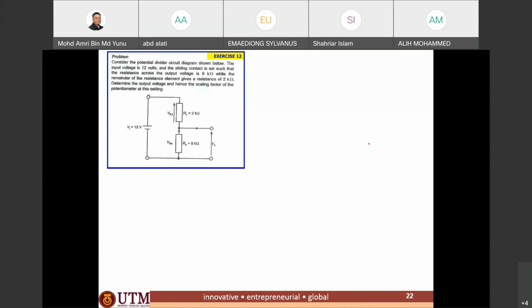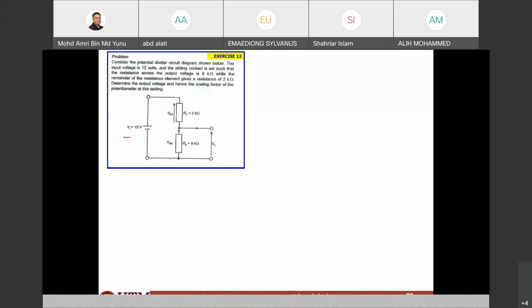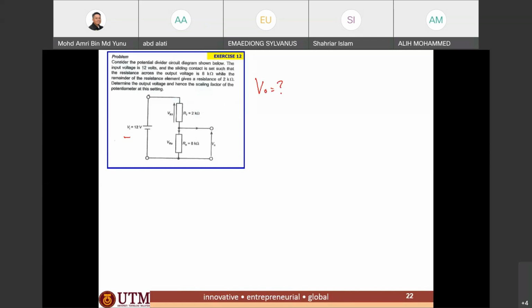Right. So what is given is the input. The input is 12 volt. And the R in is 2K and R out is 8K. So you need to find what is the V out, and then the scaling factor.